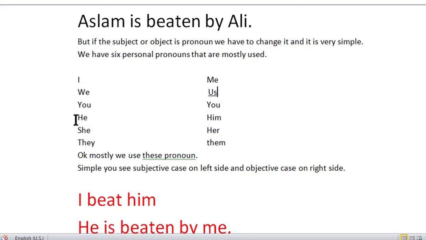Next we have he. When we move he to the right side, it will become him, and when we move him to the left side, it will become he. Similarly, she and her, they and them. And one more pronoun we have, that is it, and we use it on both sides. It doesn't matter left side or right side, it will be it. Remember.